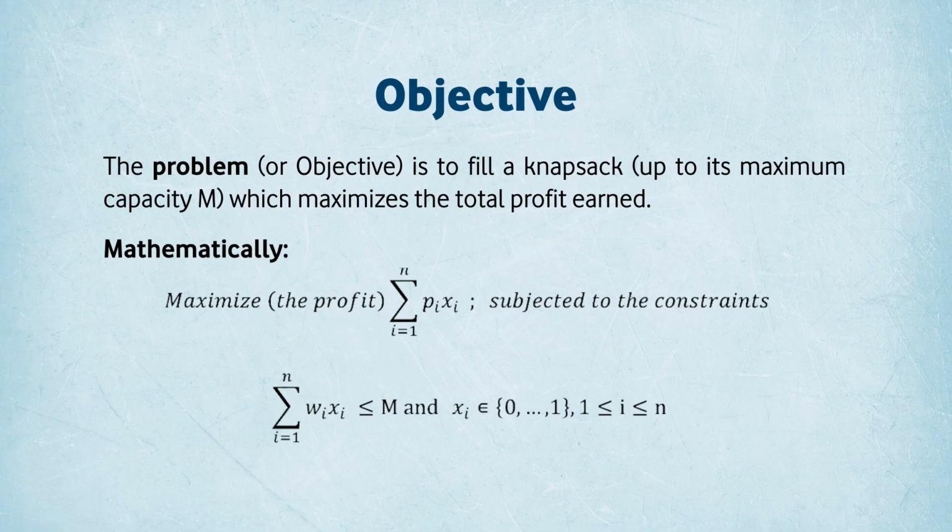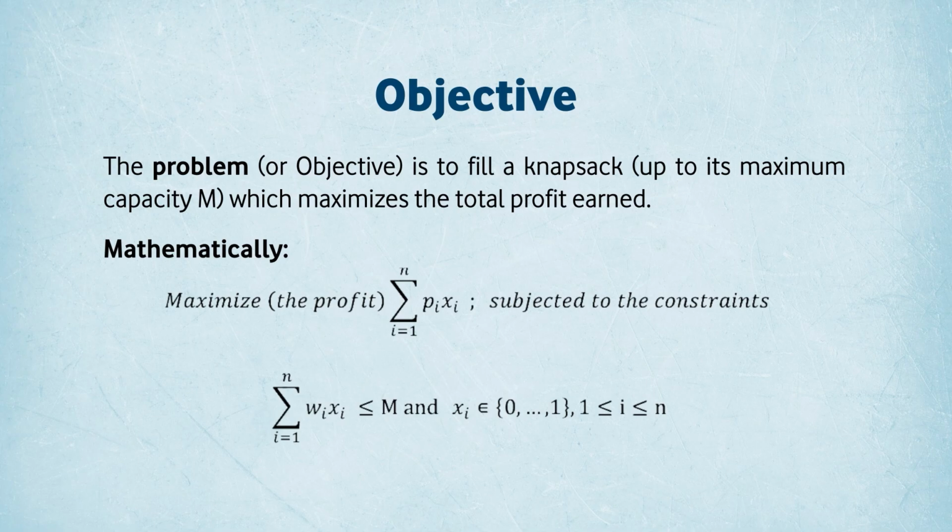Mathematically, the profit will be given as the sum of pi xi, subject to a constraint. The constraint is that the total weight, the sum of wi xi, should be less than or equal to the capacity of the knapsack, where i depends on the number of items. So i can be from 1 to the number of items n. If there are 4 items, i can be 1 to 4.